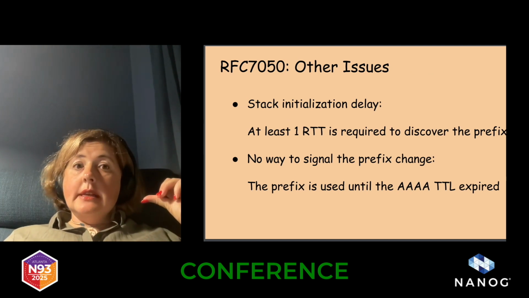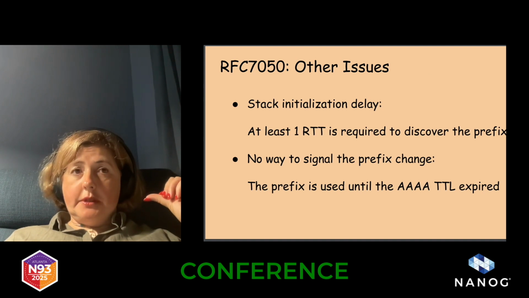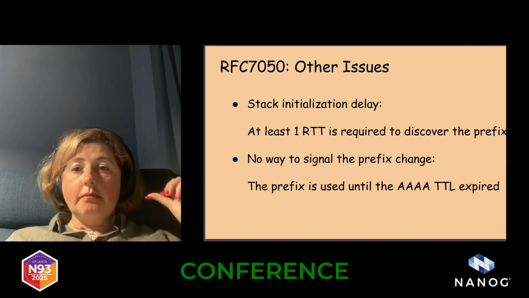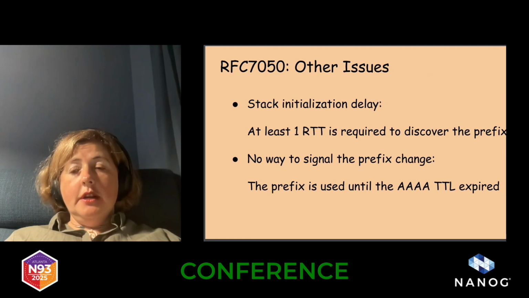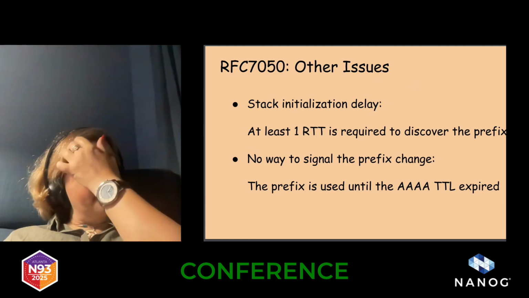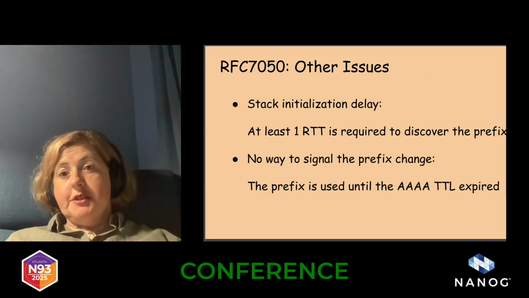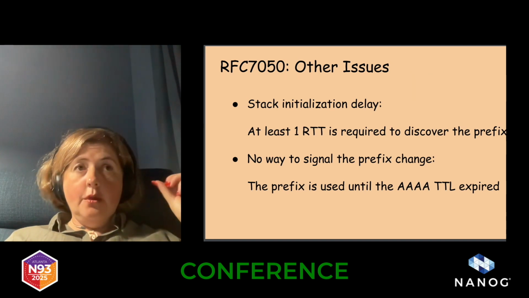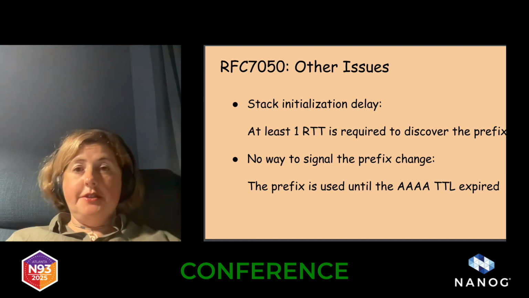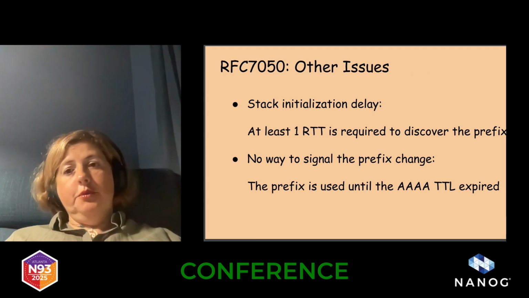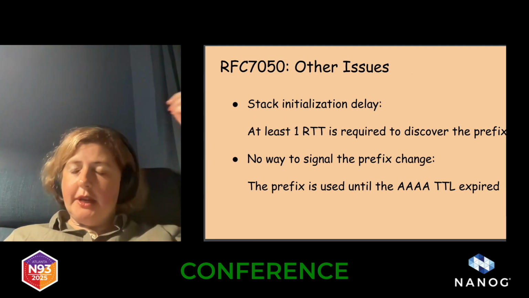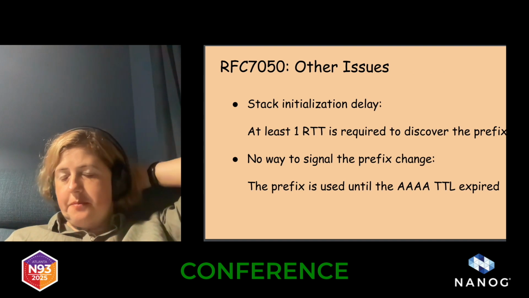Another problem is that after the client discovers the prefix, there is no way to ask the client to rediscover it. The client will only try to rediscover the prefix after the TTL for the AAAA record expires. And if, for example, there was a successful attack and an attacker managed to send you a spoofed DNS response with an incorrect prefix and a high TTL, well, the only way to actually reset the network stack would be to disconnect and reconnect the client, which might not work very well at large scale.